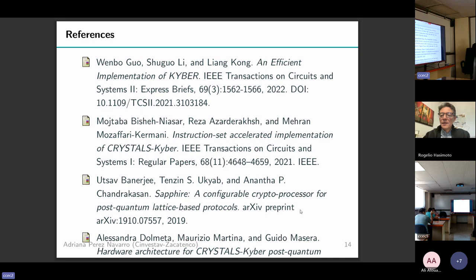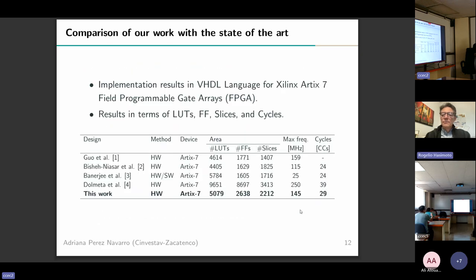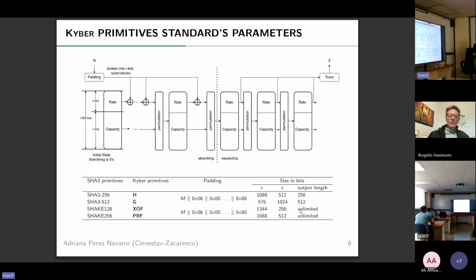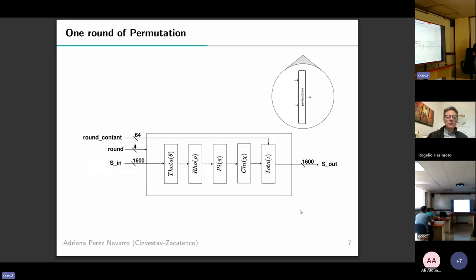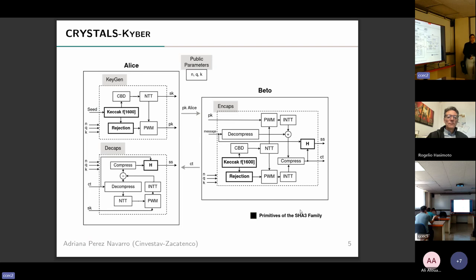I have a little question. Does Kyber use the SHA-3 permutation exactly? Yes, the permutation is exactly used, because in the first slides you talked about SHA-3 in Kyber. So you implement this SHA-3 permutation in the hardware? Yes. That's the only thing I didn't get. So thank you. You're welcome. Any more questions?